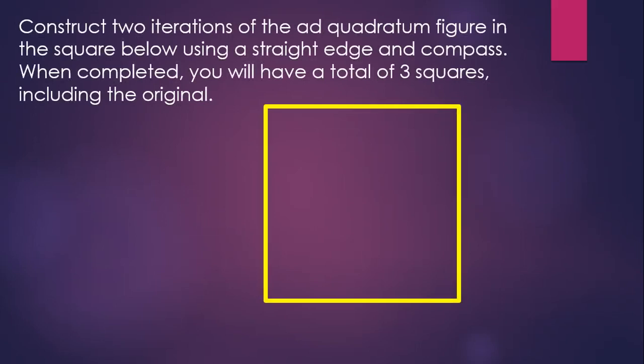Construct 2 iterations of the ad quadratum figure in the square below using a straight edge and compass. When completed, you will have a total of 3 squares, including the original. So let's take a look at how to construct the first square, and then we'll think about what you would have to do to construct the second square inside of that one.